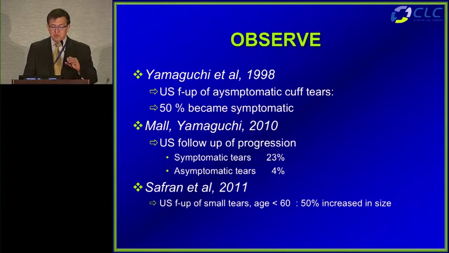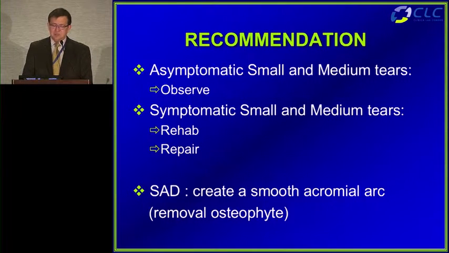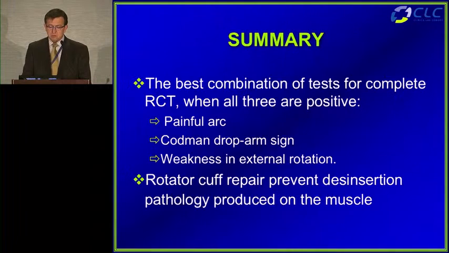This other study by Safran in 2011, with ultrasound follow-up of small tears in patients less than 60 years of age, showed 50% of the cases increased in size. The recommendation for asymptomatic small or medium tears is to observe, for symptomatic small or medium tears rehab and repair, and subacromial decompression is recommended to create a small subacromial arc when there is the presence of an osteophyte. In summary, the best combination of tests for complete rotator cuff tear, when all three are positive, are the painful arc, Codman drop arm sign, and weakness in external rotation.